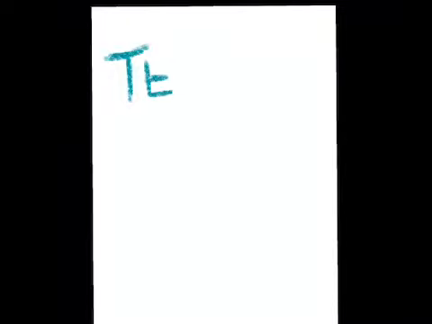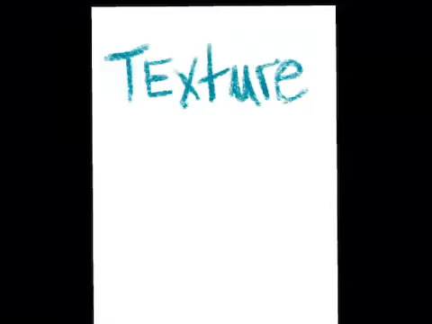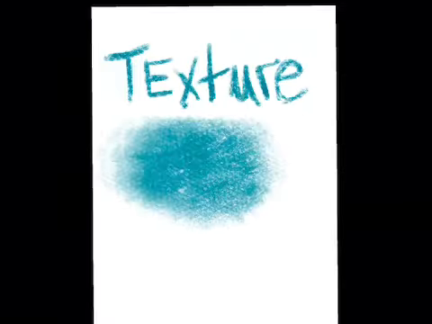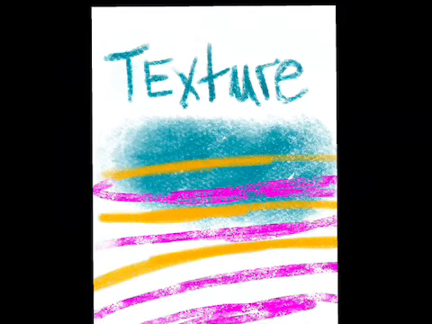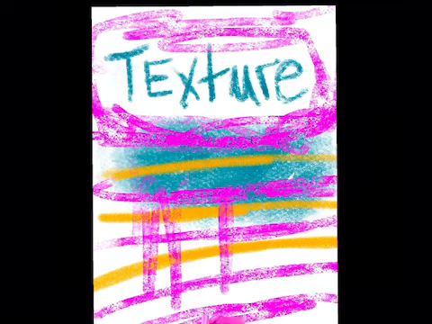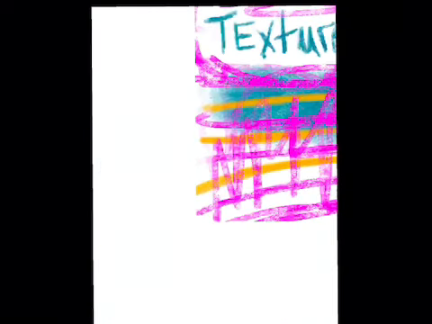texture. So with texture, you can have implied texture or you can have real texture that some of you have already done with your paintings. You have texture on your paintings, but implied texture would be like using a crayon and making it look a little bumpy. So that's what texture is.